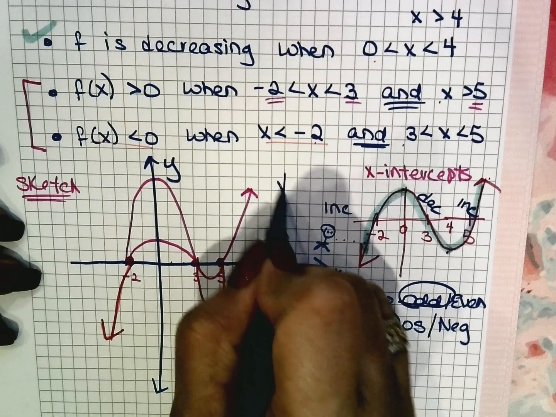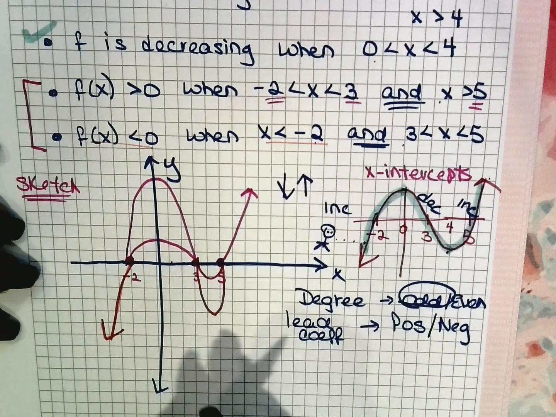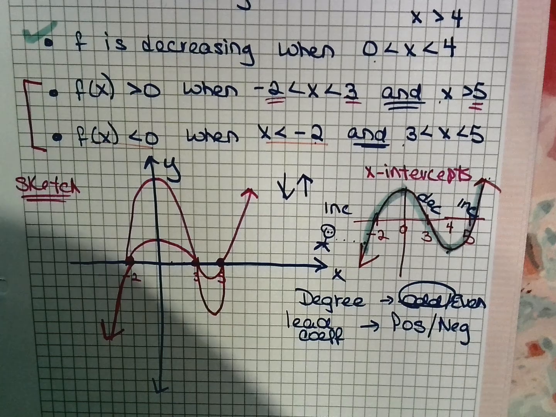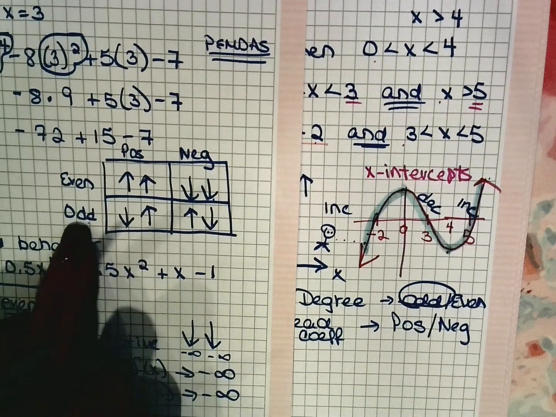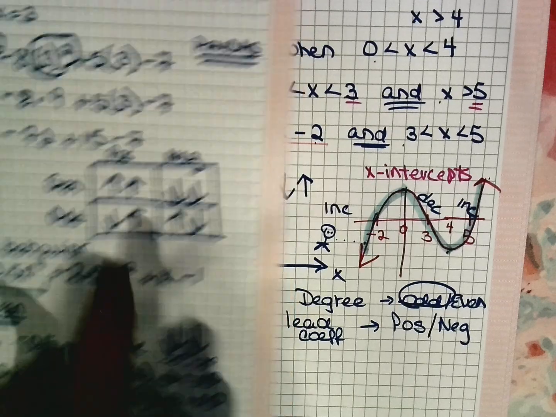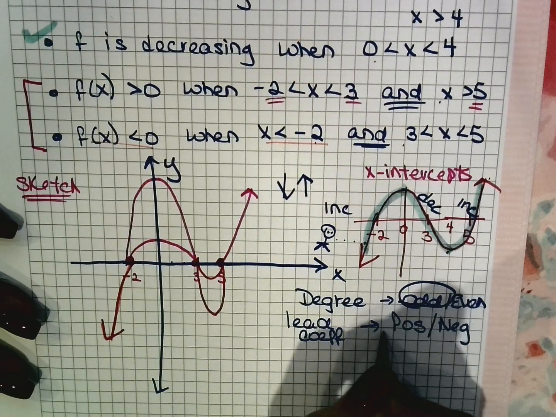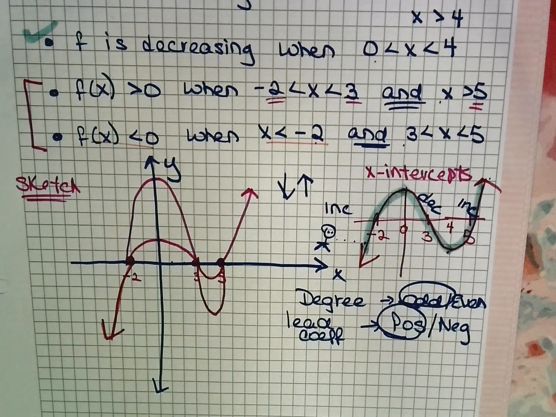This is going down and up. And if you go back to your little table, down and up is odd and positive. So odd and positive. All right? And that's really all that you need for that one.